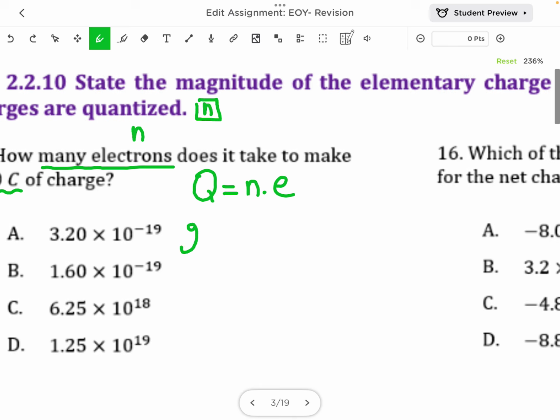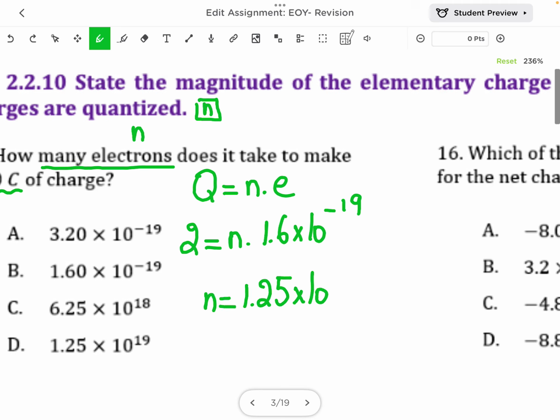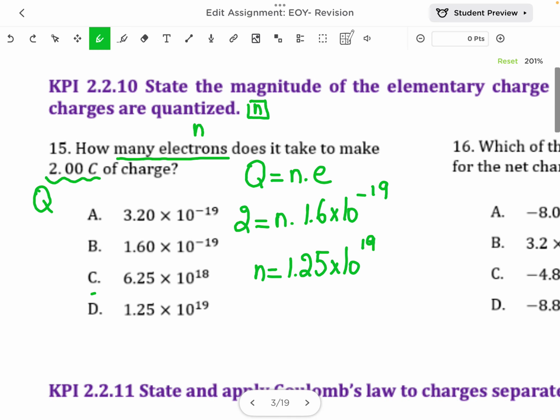So the charge is 2 coulombs, n is the unknown, and e has the value of 1.6 times 10 to the power of negative 19. So I need 1.25 times 10 to the power of 19 electrons to make this charge.